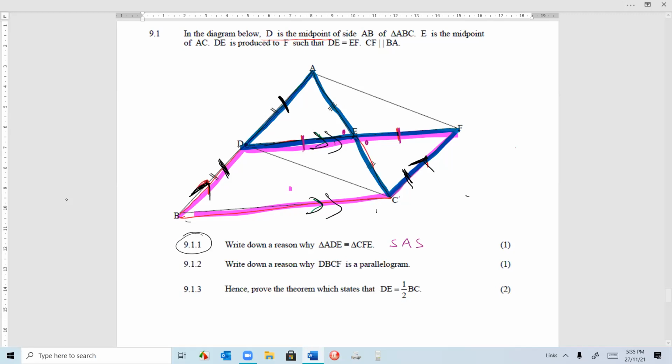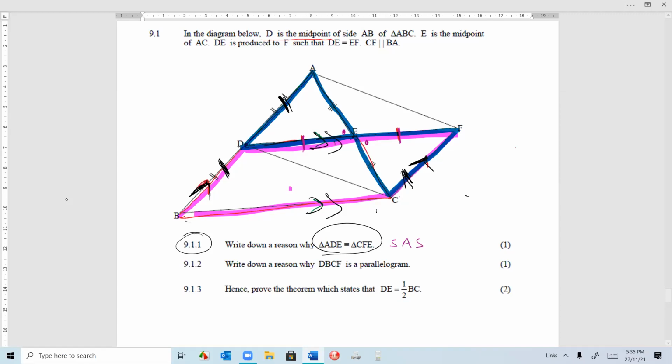Doesn't matter. They wanted you to actually use the congruency. That's why they asked you in the previous question, those two triangles are congruent. So what can we conclude? That AD is equal to FC. But AD was also equal to DB. So I like that pair of opposite sides equal and parallel.